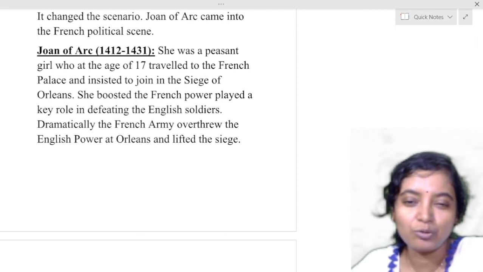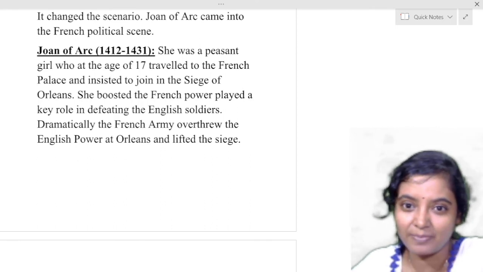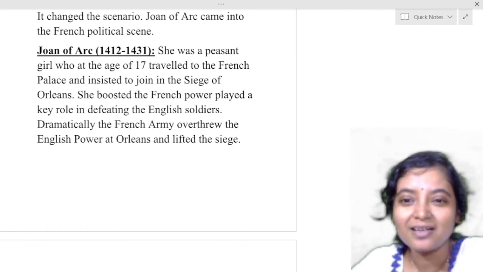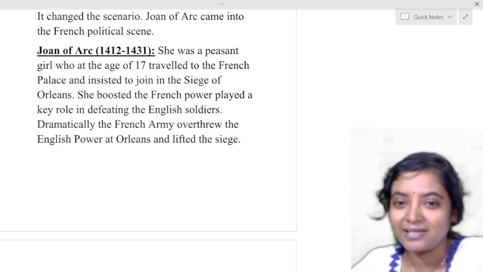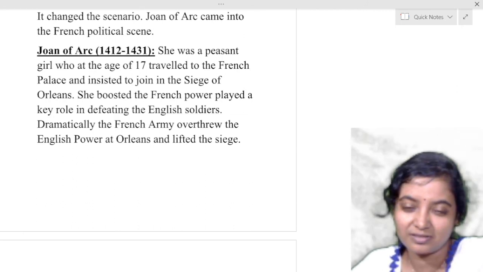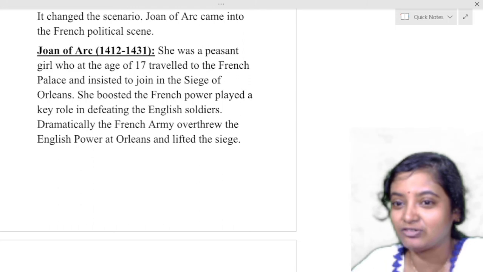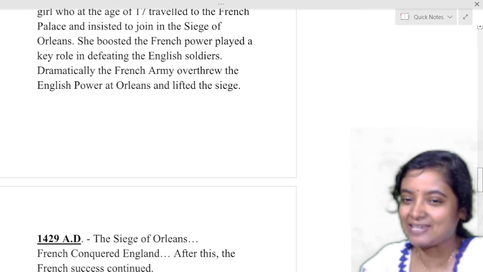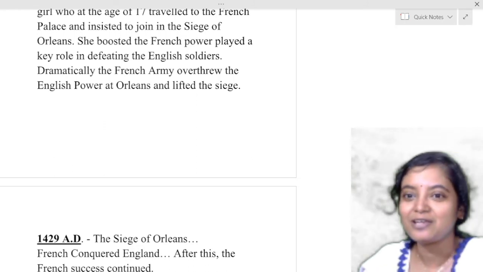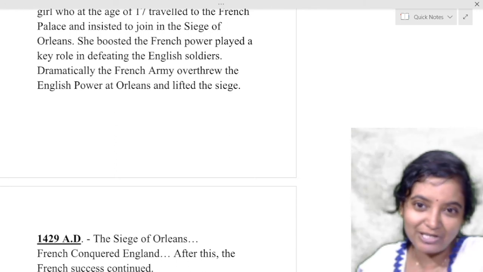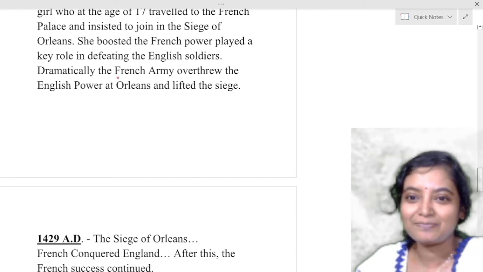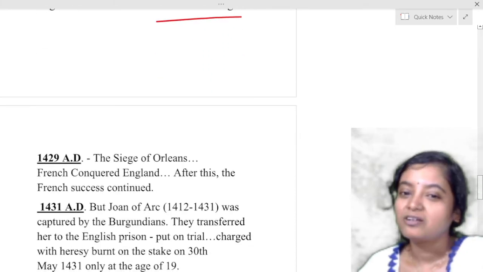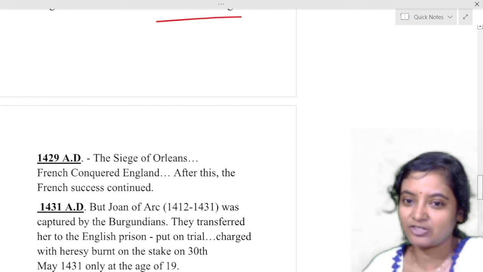She was a peasant girl who at the age of 17 travelled to the French palace and insisted on joining the siege of Orleans. She boosted the French power and played a key role in defeating the English soldiers. Dramatically, the French army overthrew the English power at Orleans and lifted the siege. Till then, the English power had seized Orleans, but with the leadership of Joan of Arc, English power was overthrown, and she lifted the siege of Orleans. In 1429 AD, at the siege of Orleans, the French defeated the English.